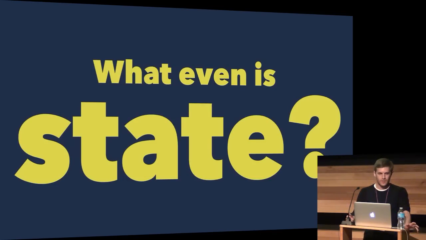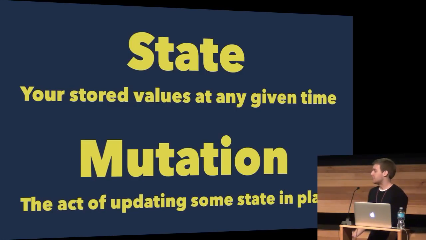So I'm going to explain why state is harmful, and then talk about some tools to minimize it, some of which have already been mentioned today. But let's get on the same page about what it actually is. My definition is that state is the aggregate or the sum of all your stored values at any given time. It consists of all the values you currently have. Mutation is the act of updating some state in place. So you have a bunch of values which represent the whole execution state of your program. Mutation is the act of changing that whole world.